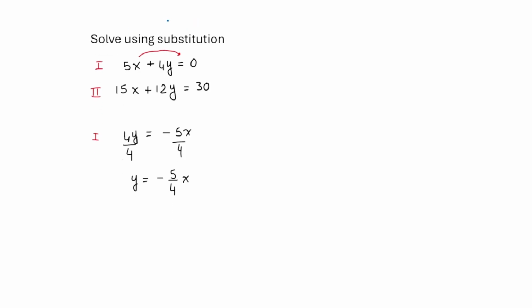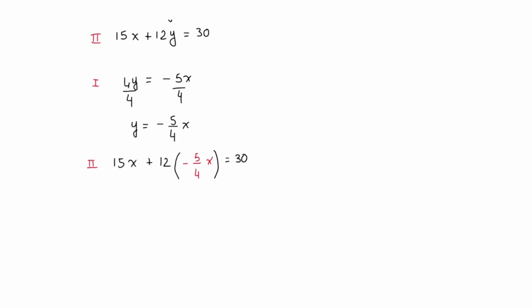We isolated y from equation 1, so we substitute y into equation 2. Since y is equal to negative 5 over 4 x, we replace y with that fraction. So we get 15x plus 12 times (negative 5 over 4 x) is equal to 30. Now we simplify. 12 divided by 4 is 3. 3 times negative 5x is negative 15x. So the equation becomes 15x minus 15x is equal to 30.